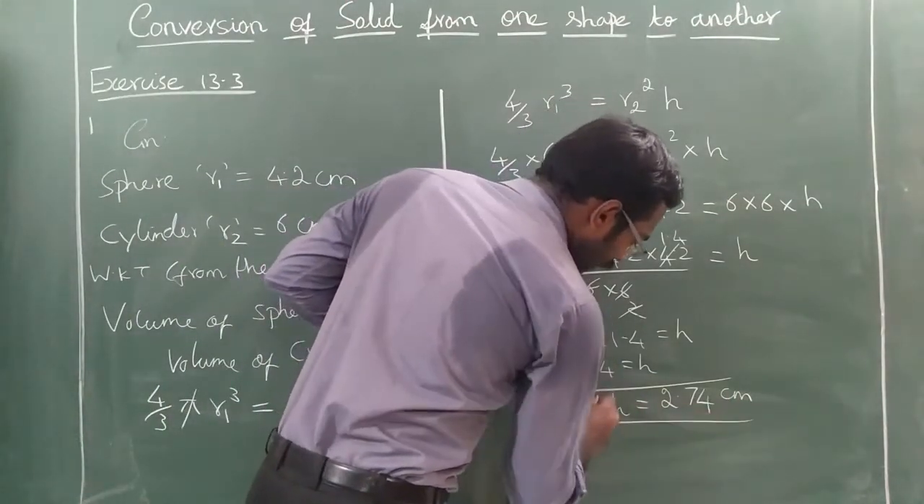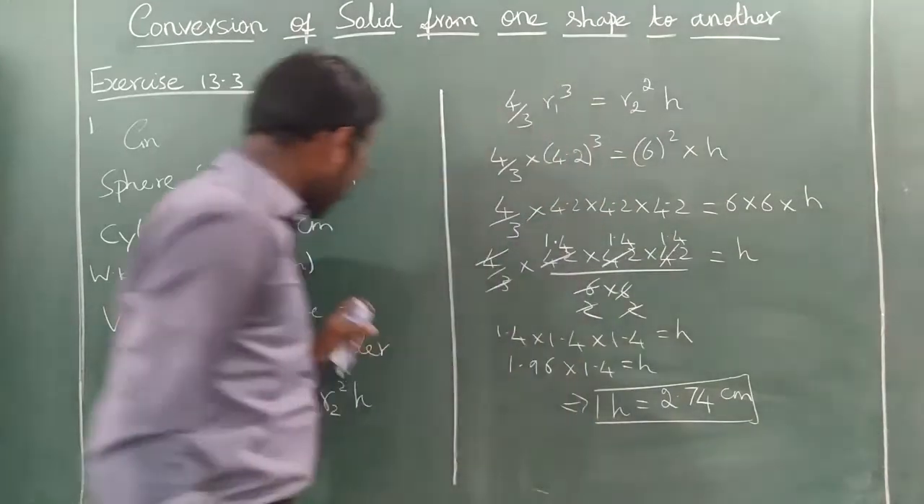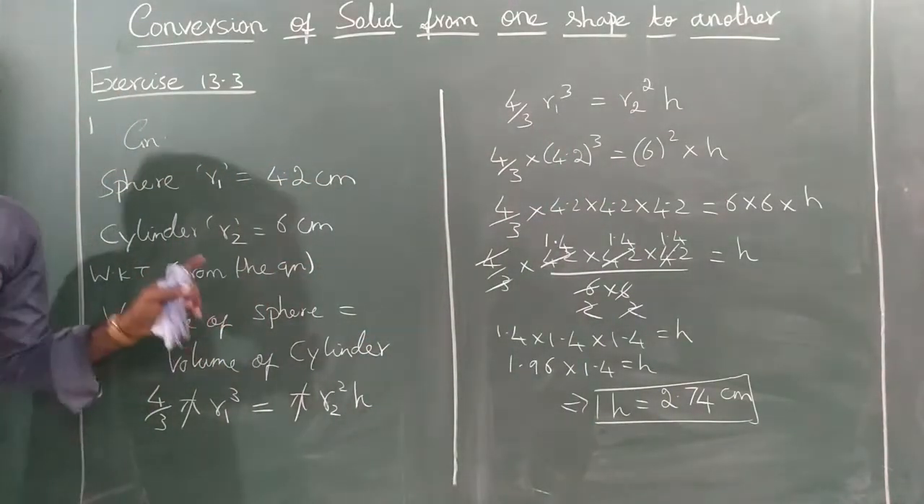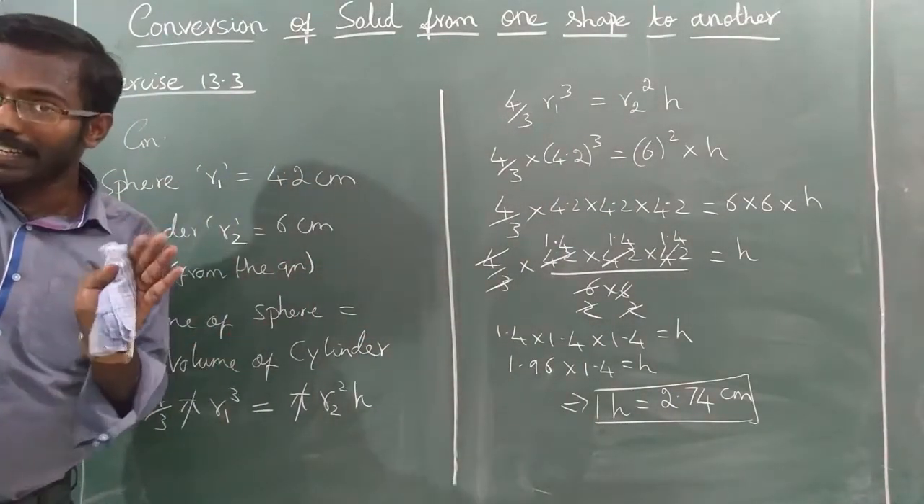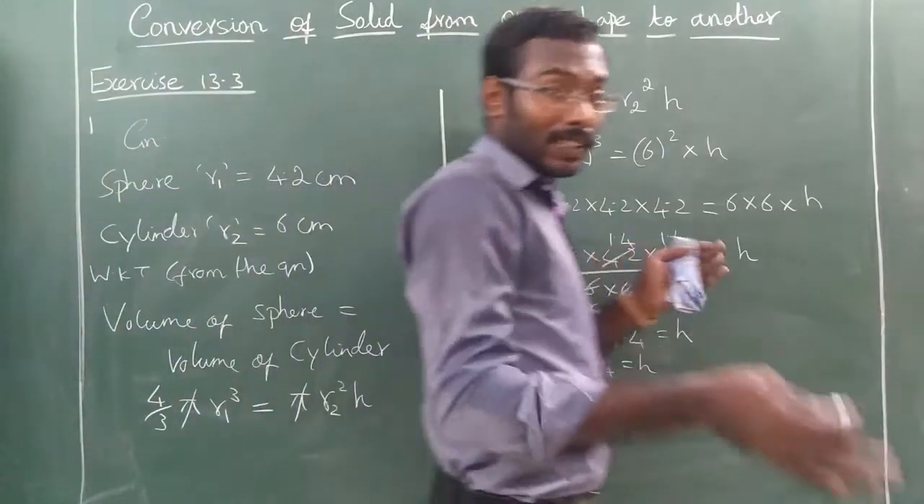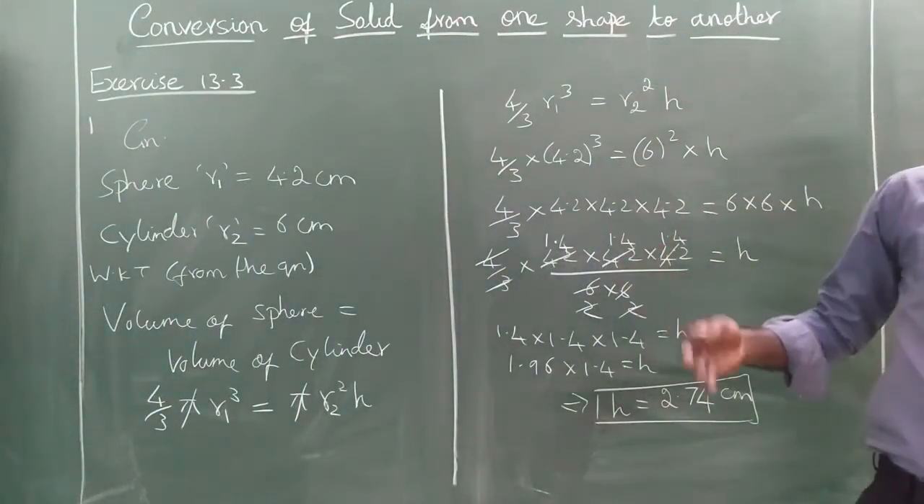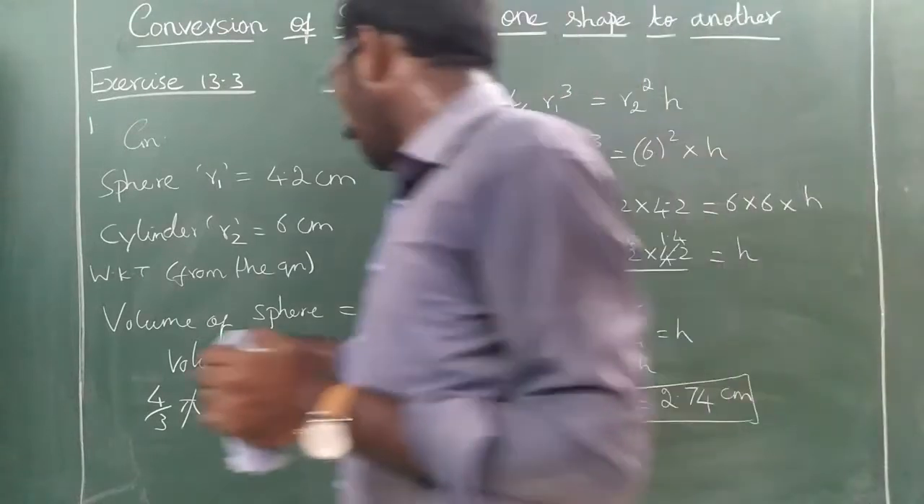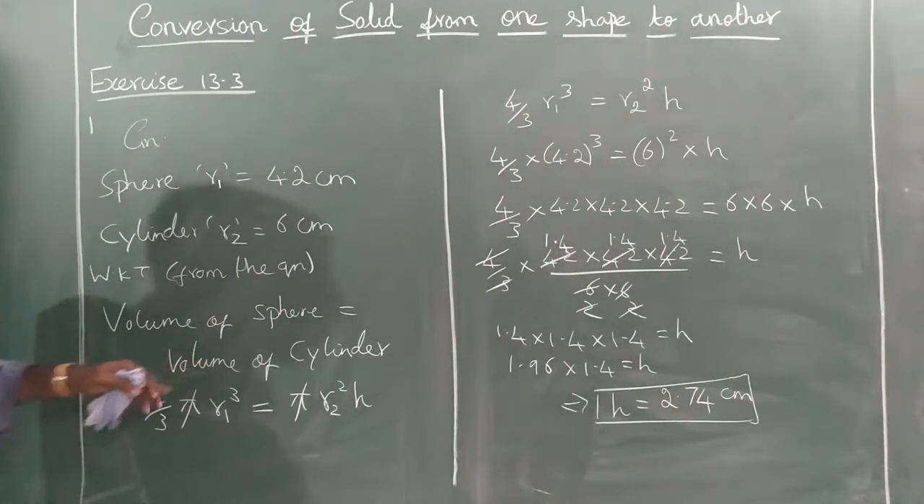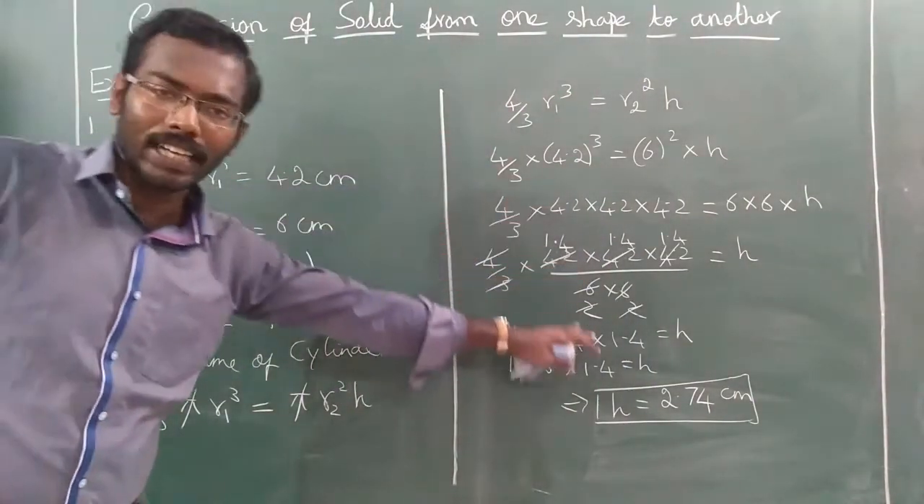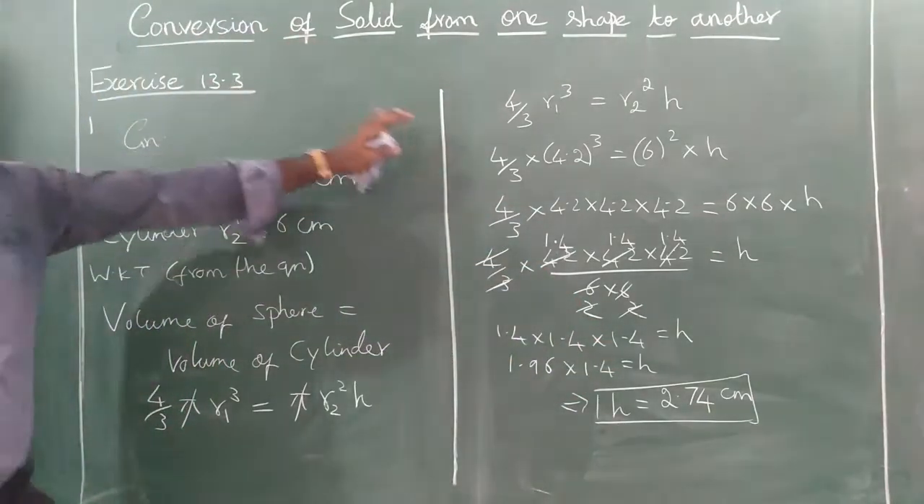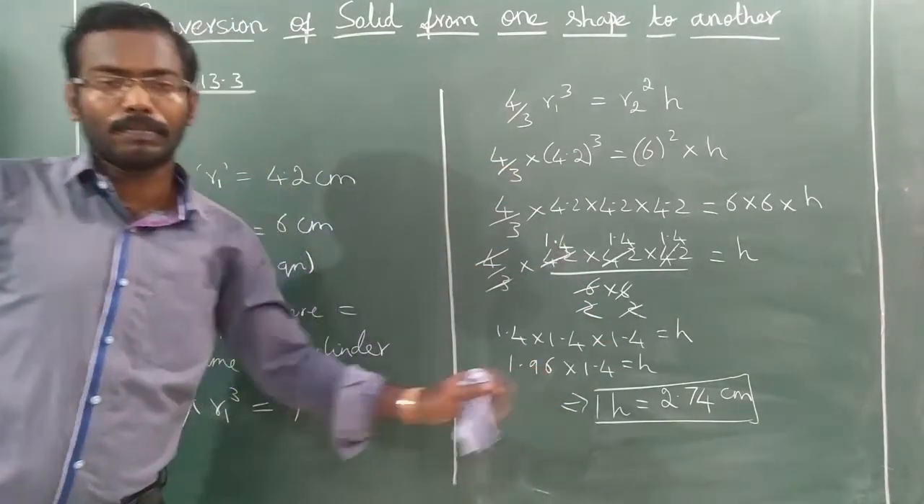The key concept here is one shape is converted into another shape, but the volume is same. Because same material, same sphere is melted and recast. So the same material is used. So volume of sphere equal to volume of cylinder, then apply the values, you will get the height. Okay, so please note it down, we will do another sum.